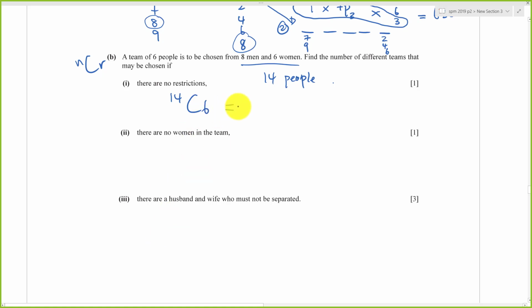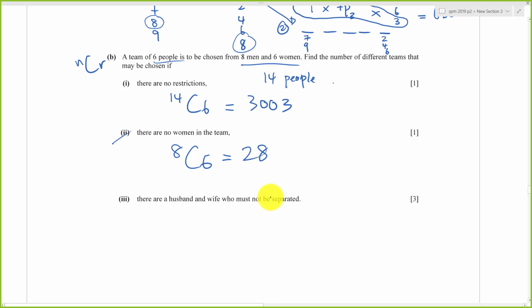So it's 14C6, so it's 3003. Okay, so in the 6 people team here, the second condition they say is no woman in the team. So if there's no woman in the team, what we will do over here is make sure we choose all from the men. We have how many men here? We have 8 men here. We're going to choose 6. So it's 8C6. It's 28 ways of selecting that.